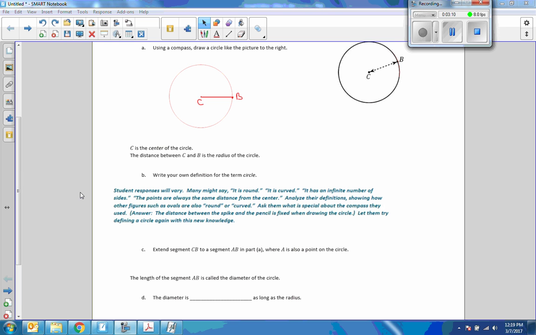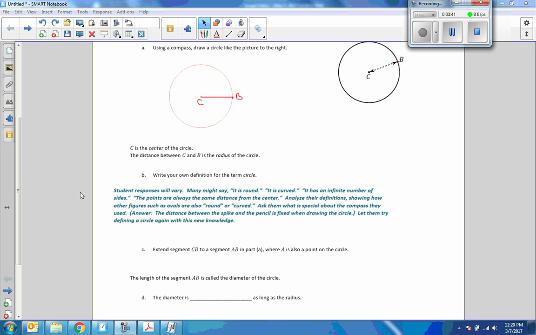Okay, so here could be some varying responses. You might say it is round. It is curved. It has an infinite number of sides. Does it? The points are always the same distance from the center. Analyze their definition showing how other figures such as ovals are also round or curved. Okay, so this is what it's saying to do here. What's special about the compass you use, that kind of thing.